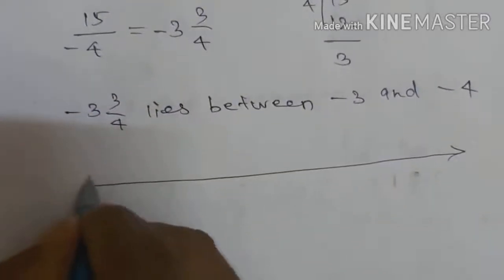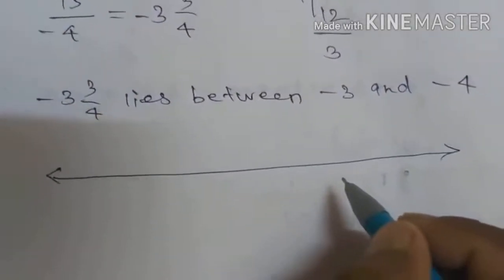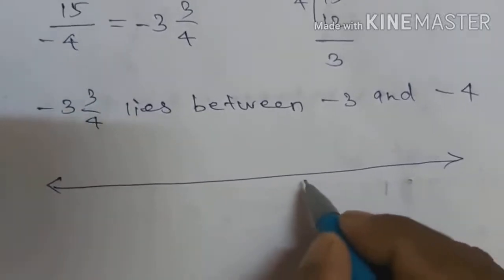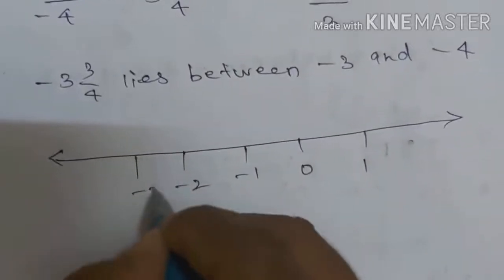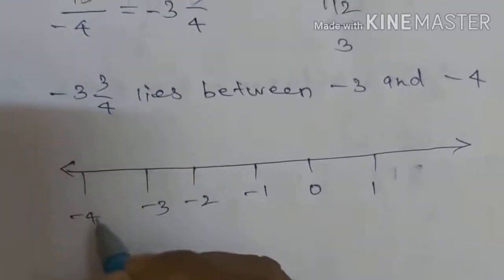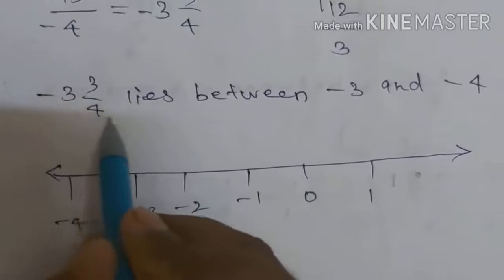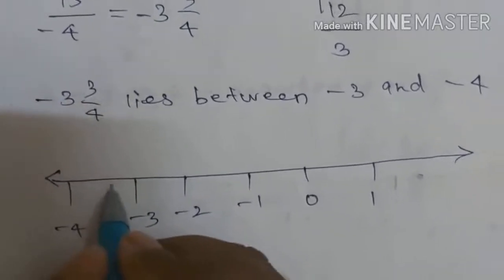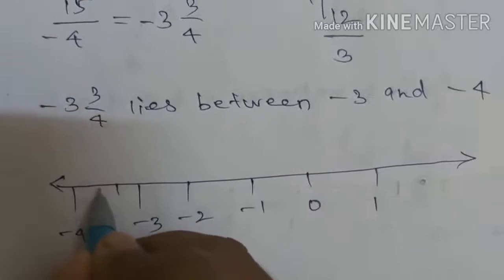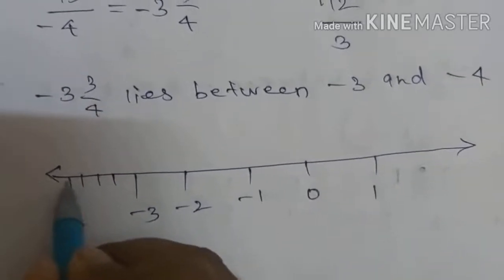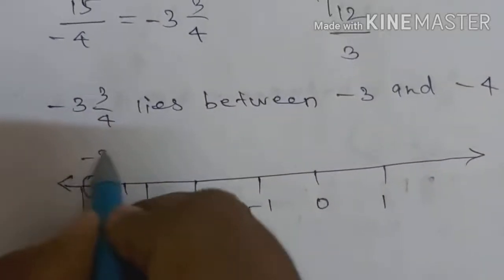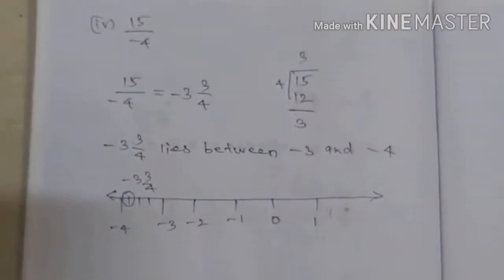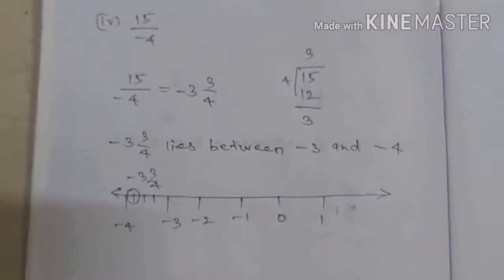So now draw a number line. Write the values: put 0, 1, -1, -2, -3 and -4. Between -3 and -4, divide the unit part into 4 parts: 1, 2, 3, and the final one, the fourth. Now we are asking for the third, 1, 2, 3. So the third is minus 3 3/4. So this is how to draw it on the number line.